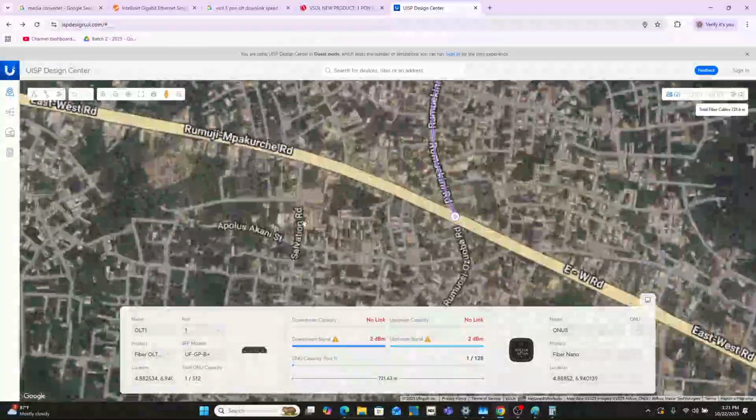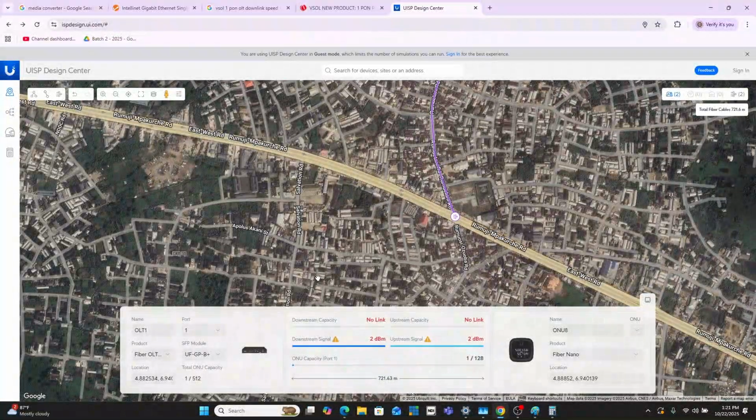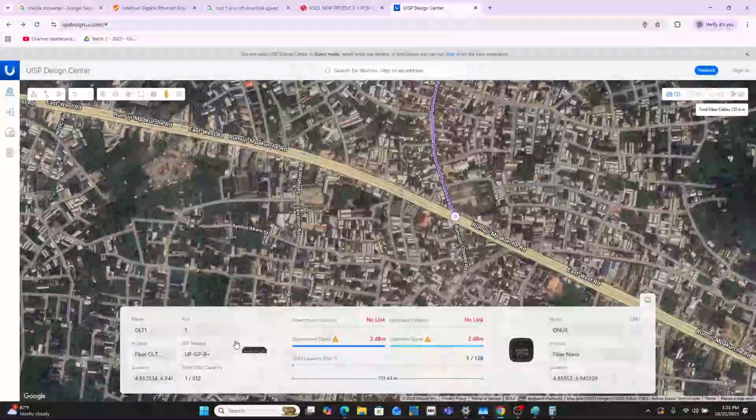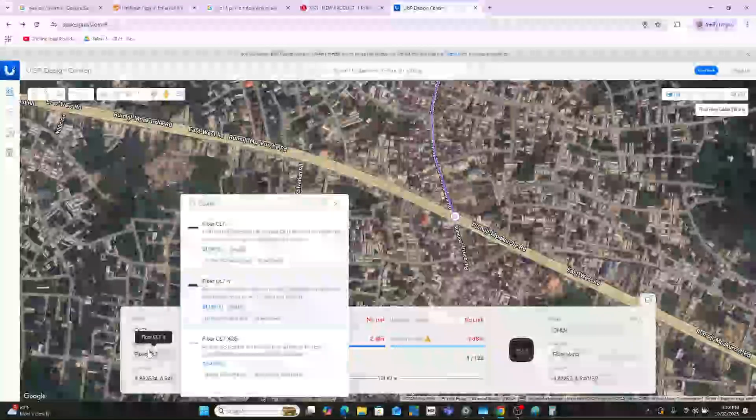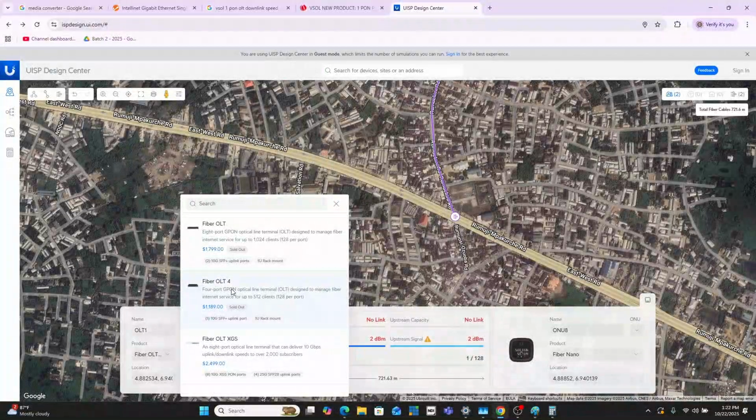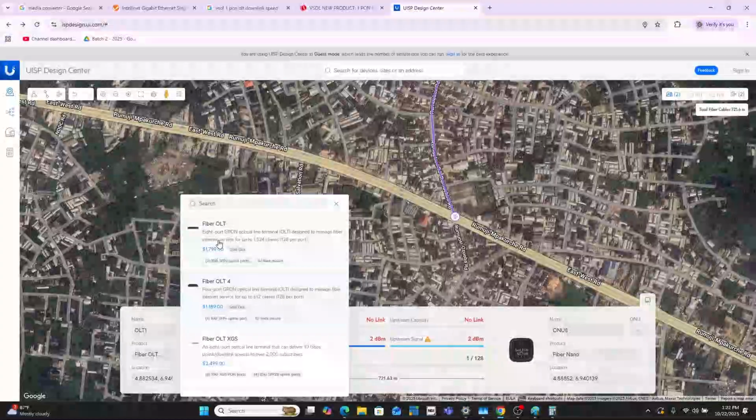And the OLT is your transmitter, isn't it? Yes. The root of the tree. Now, we'll change the type of OLT. The company that developed this tool we are using also makes fiber products. Down here at the products, they have fiber OLT4, that's the one selected by default, and they have fiber OLT.